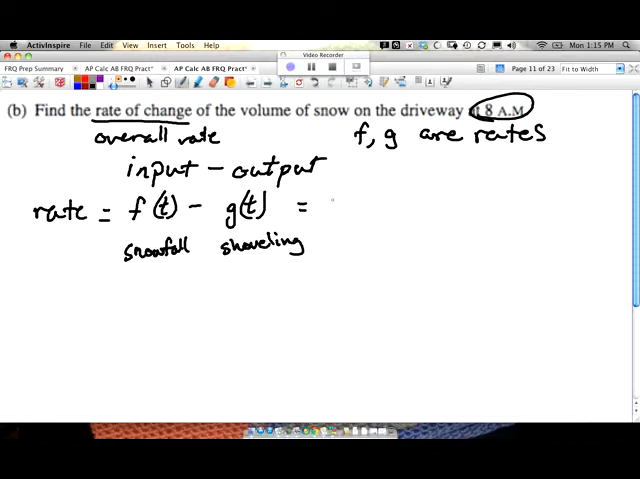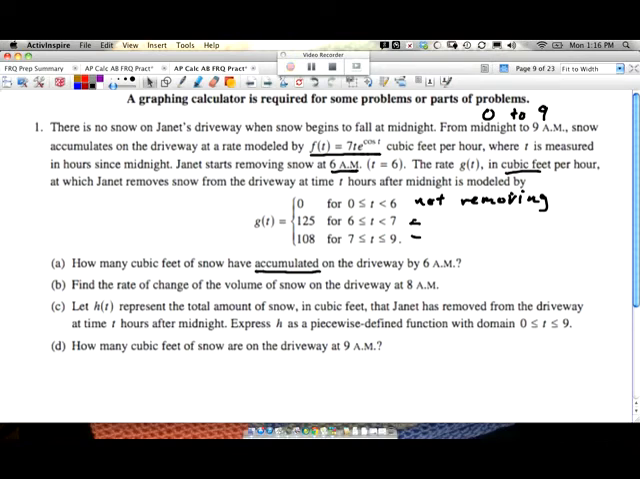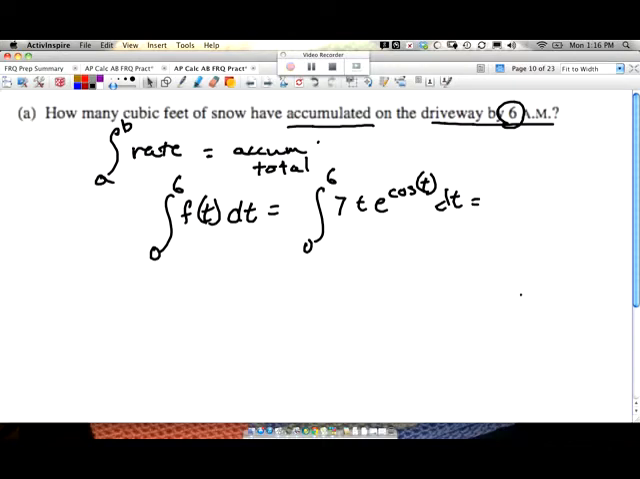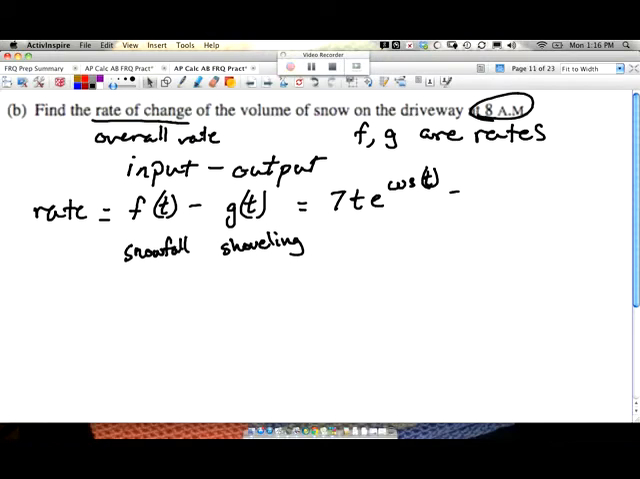Now to simplify that, that's going to be 7t e to the cosine t minus, what's g of t? Well, at 8, it's actually something specific because it changes. So at 8, that would be the third one here. That'd be 108. That's how fast it's going. Minus 108. Now at this point, I do need to plug in the overall rate. I need to plug in 8.